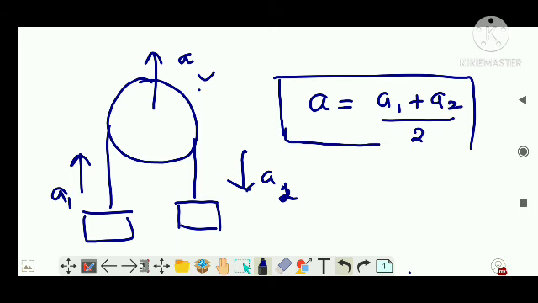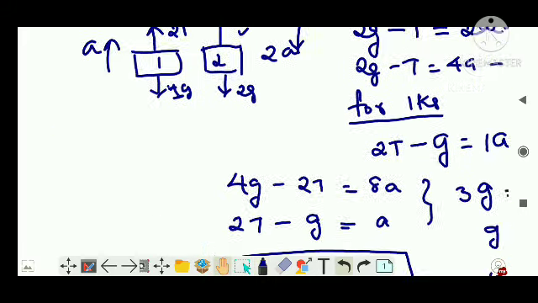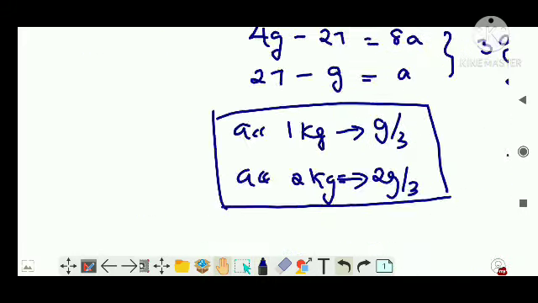Now signs should be taken. A is equal to A1 plus A2 by 2. Now in this scenario, this A is positive. Why? Because it is upward direction. A1 is also positive, but A2 is downward, so it is supposed to be written as minus A2 by 2. So learn this equation by heart, then you just give signs for these conditions. Clear? Right? Now let's move on to the just previous question we did.